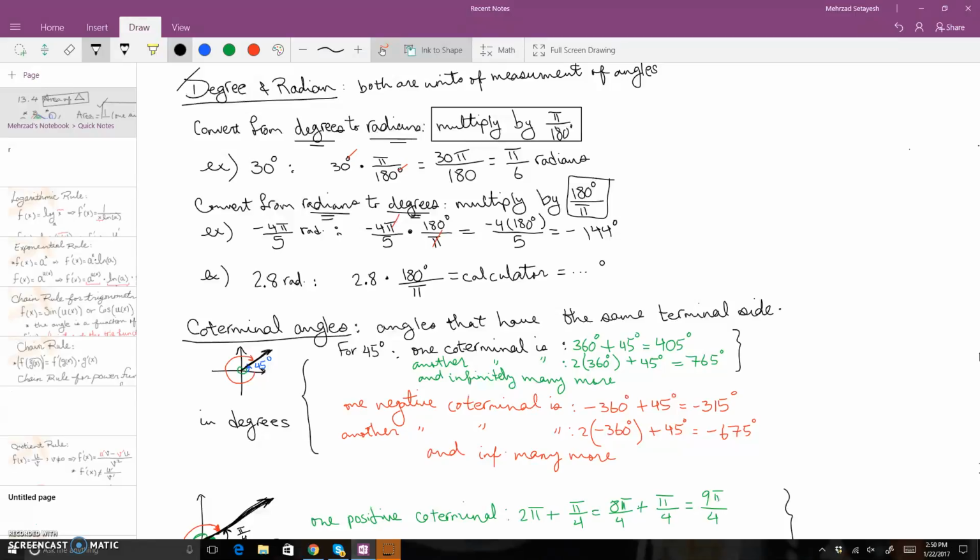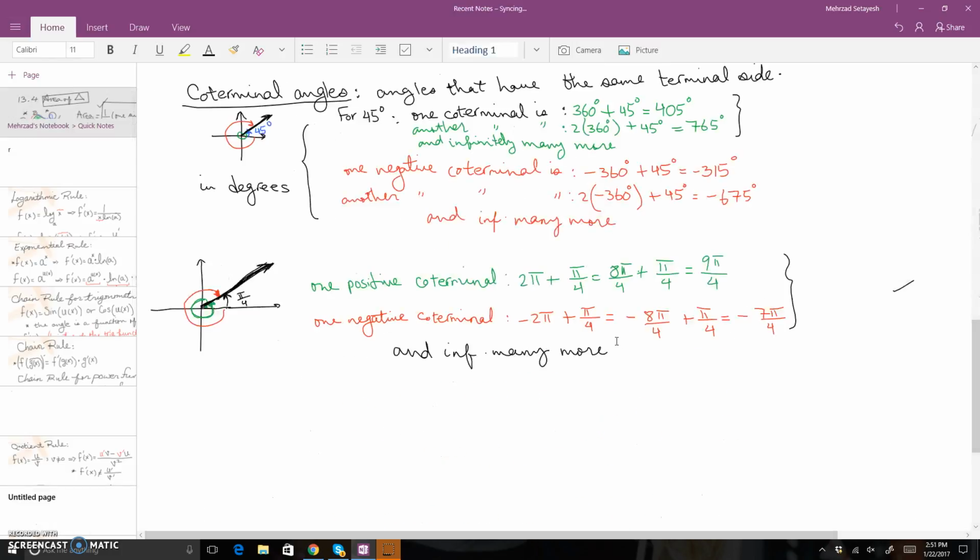Now, there is another subject, and that is what are the coterminals? Okay, coterminal angles. The name implies what it means. So we are looking for angles that share the same terminal side.